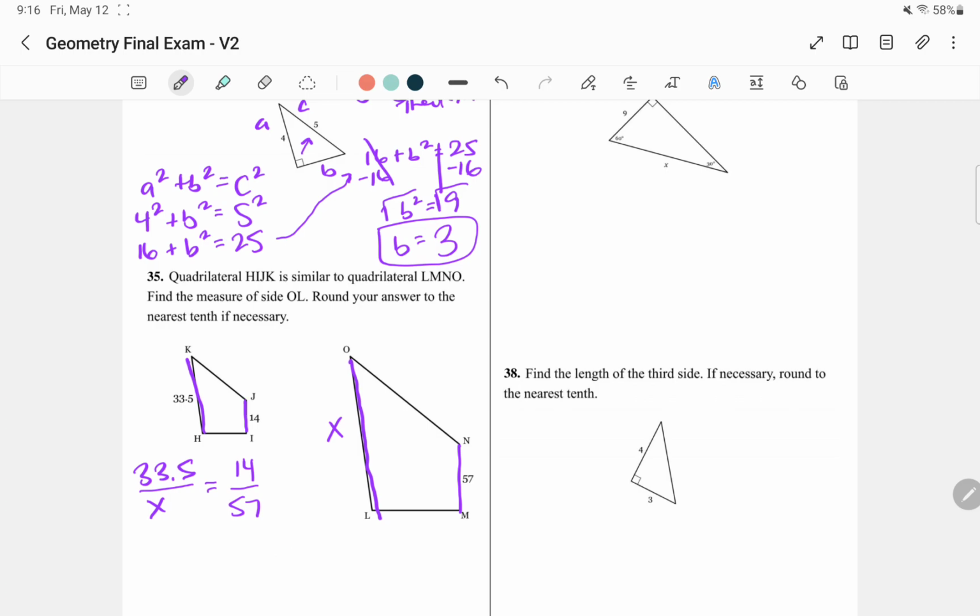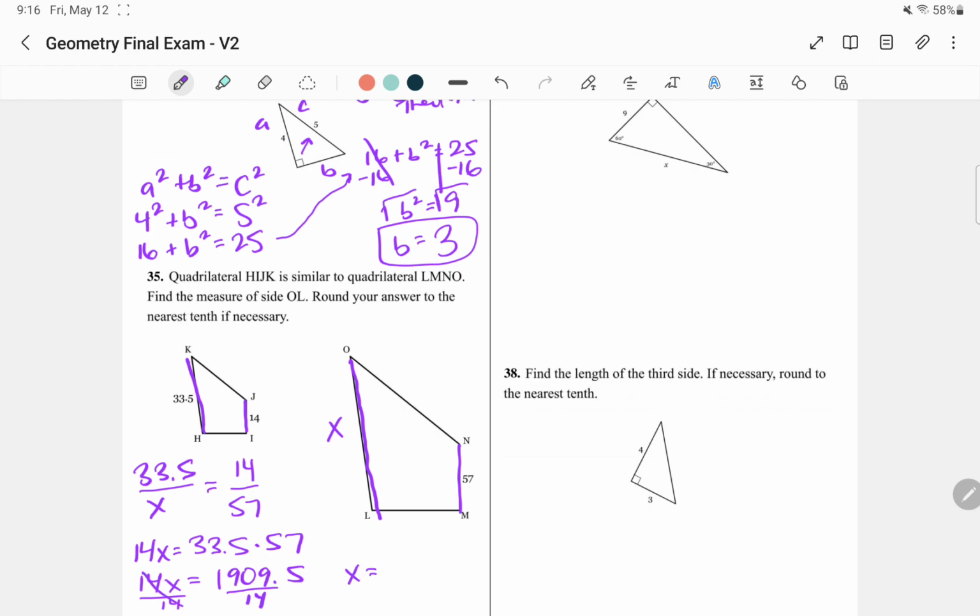So now I can butterfly. X times 14 is 14X. And 33.5 times 57, I'm going to put that in my calculator. 33.5 times 57 gives me 1,909.5. Now I'm going to divide both sides by 14.